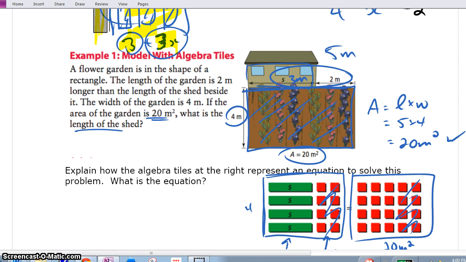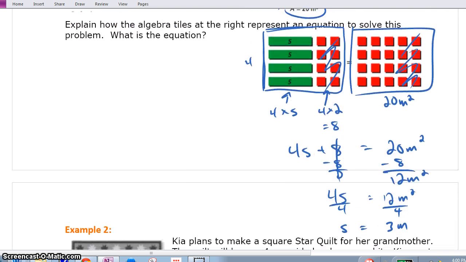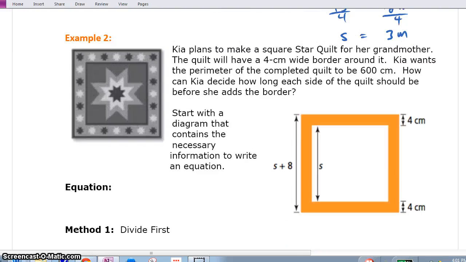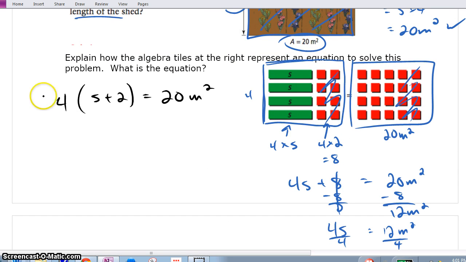Our math is good. I'm going to show you one other way to write this, one other way to represent this. We could represent this as 4 times s plus 2. And we could say that that's equal to 20 meters squared. And now that might get you thinking back to what we did at the end of last week, and you'll see there's 2 different ways to solve that. We'll go over those 2 ways in the second one, but I just wanted to show you that this is another representation. We could write it like this, or we could write it like this. Either one describes what we're starting with.